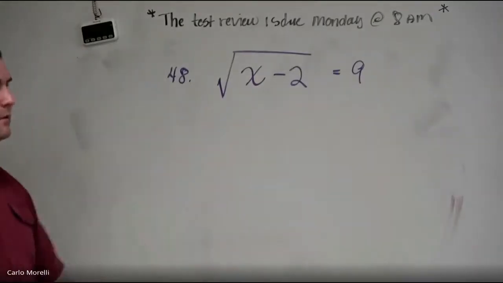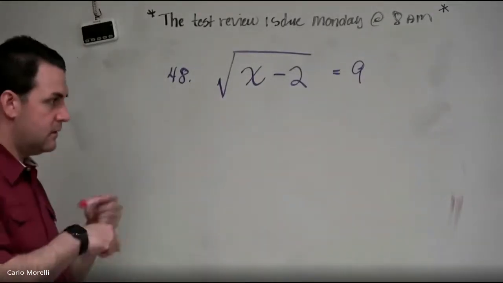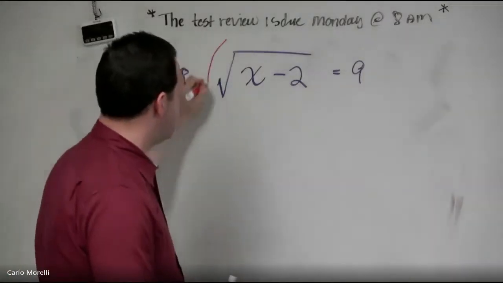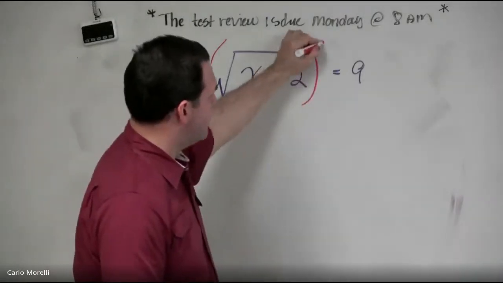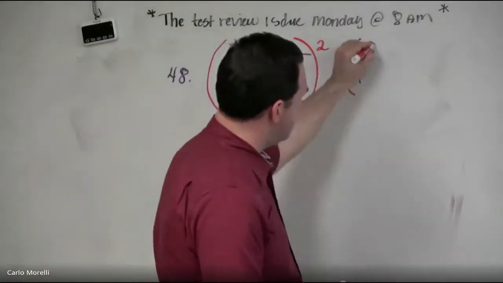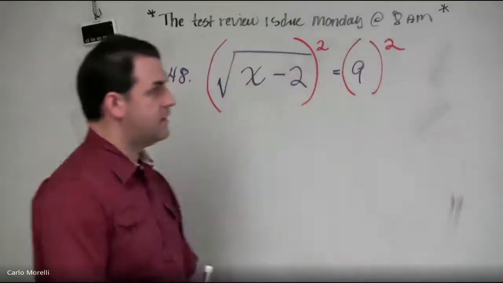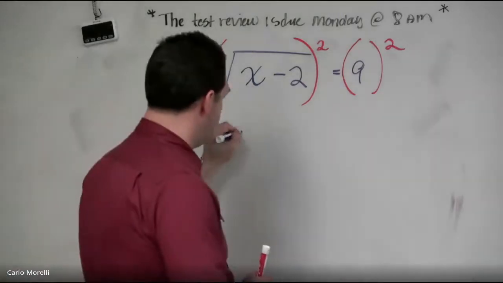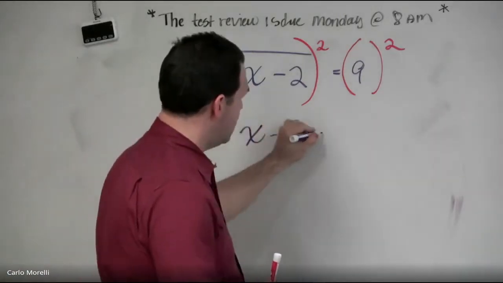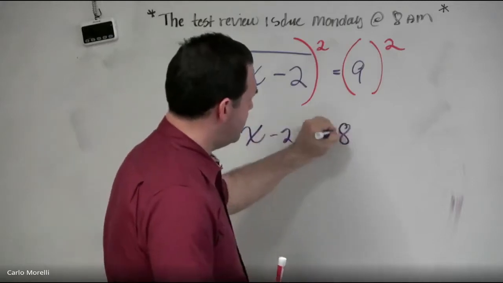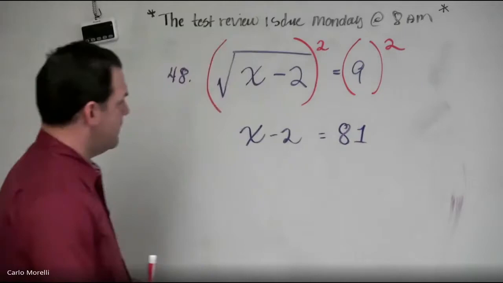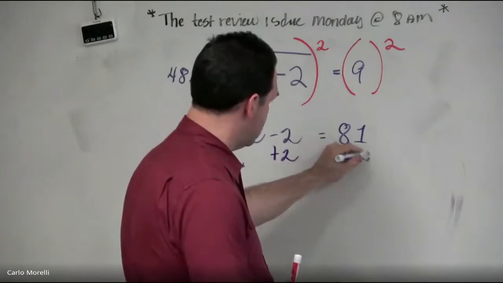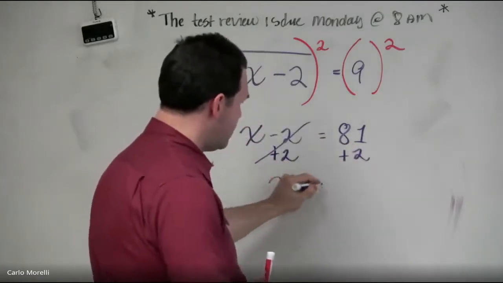So what do I do? Look up here, please. What should I do here? Square it. So put parentheses around this and square it. And then you have to do the same thing here. Put parentheses around this, square it. On the left side, you have x minus 2. And 9 squared is 81. Thank you. Okay. Now we add 2 to both sides. x equals 83.